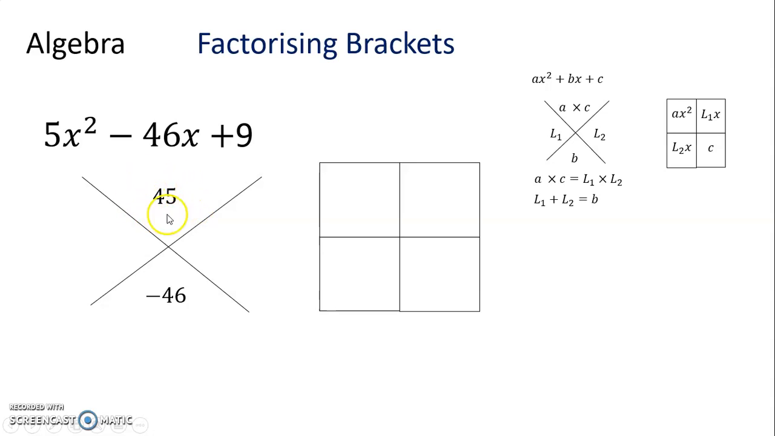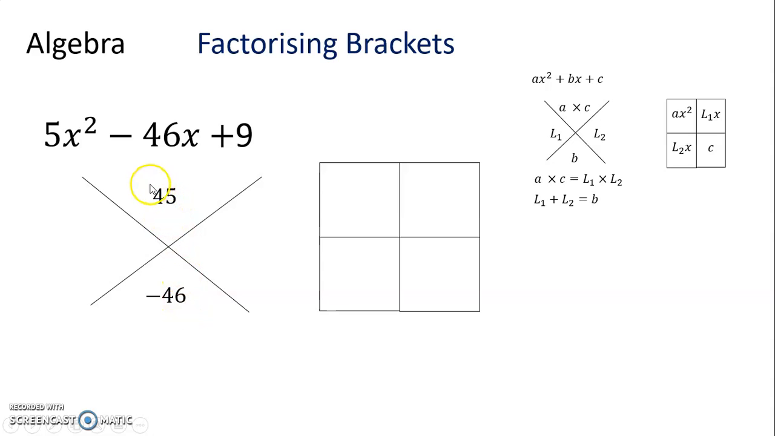So when I multiply two numbers together to make a positive number, they must either both be positive or both be negative. But this underneath is negative. So if I'm going to add two numbers together to make a negative, but they're either both positive or both negative, well, they must both be negative.